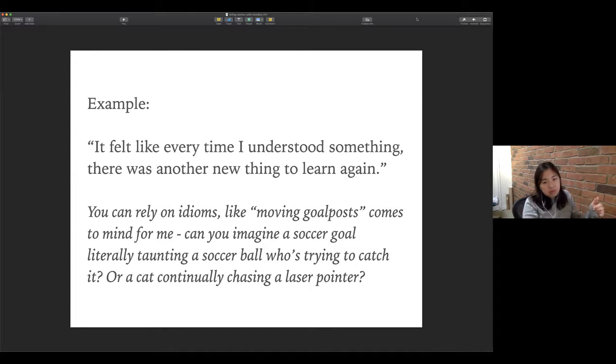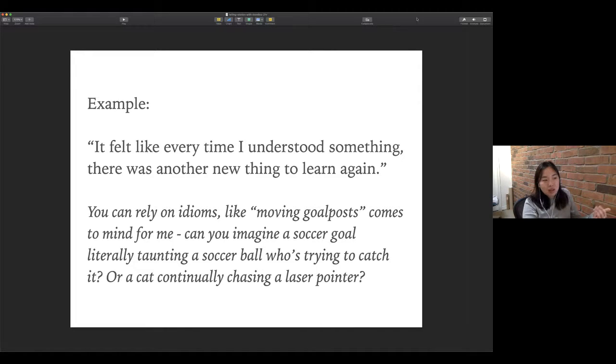So one idiom that comes to mind is moving goalposts, which is something that is often said when you don't really know what you're supposed to be achieving, because every time you get close, the goalpost moves. So what would it look like if you visualize this, right? There's a goalpost that's a character, and there's a soccer ball that's a different character, and the goalpost is literally running away from the soccer ball.